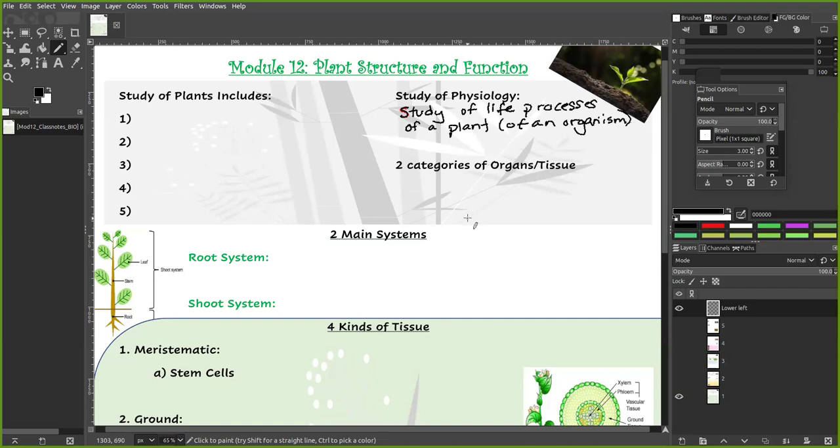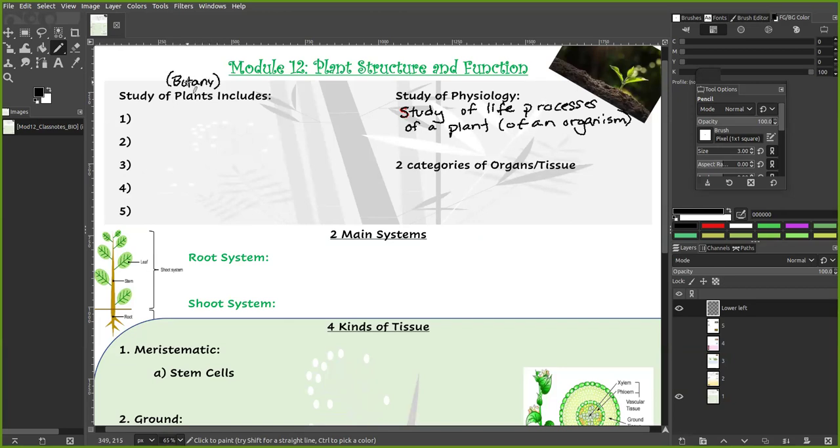But we're going to be studying structure first, and then we get into the physiology of plants a little bit. We've also already studied some of physiology of plants when we got into photosynthesis and looking at that. So the study of plants, which, if you remember, is called botany.